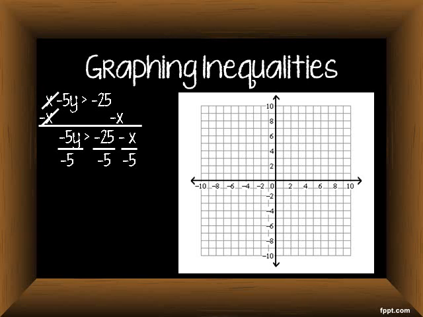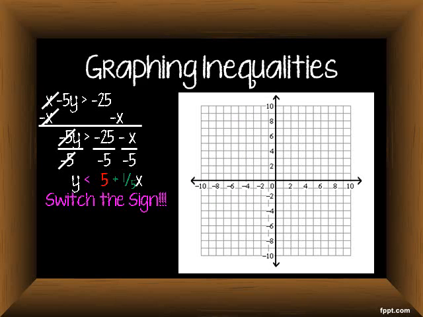It must face the opposite direction because I divided it by a negative 5. If I were dividing by a positive number, that wouldn't matter. But I'm dividing by a negative number. So remember to switch the direction of your inequality sign. Now it says y is less than 5 plus 1/5 x. Now we have it in slope-intercept form. Our y-intercept is 5. Our slope is 1/5.